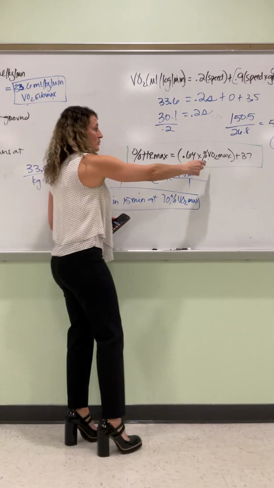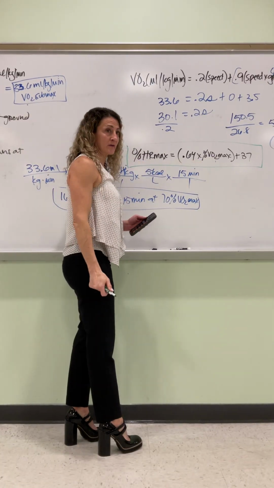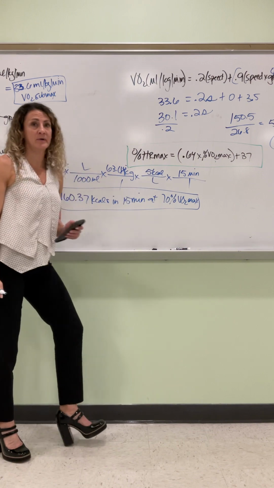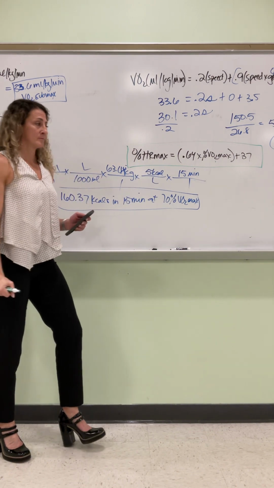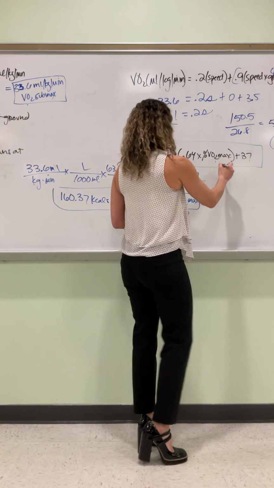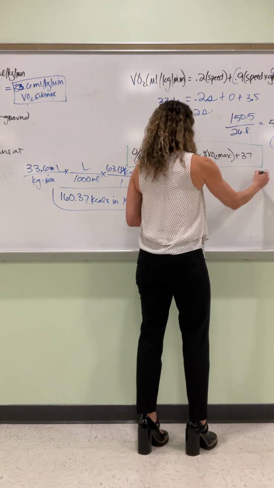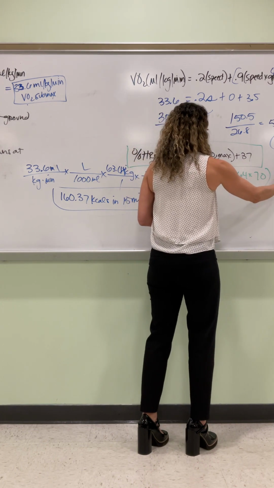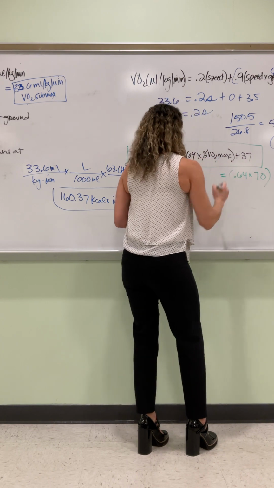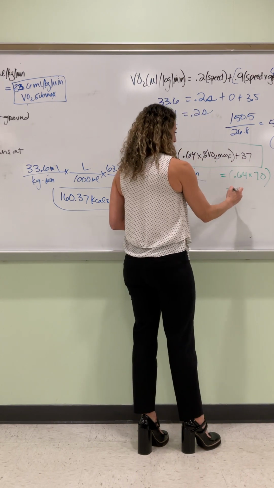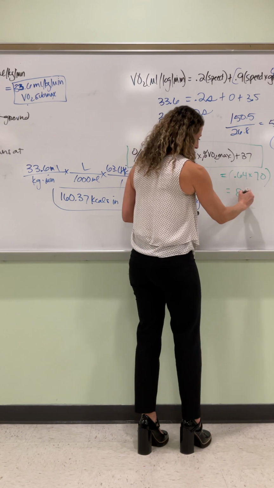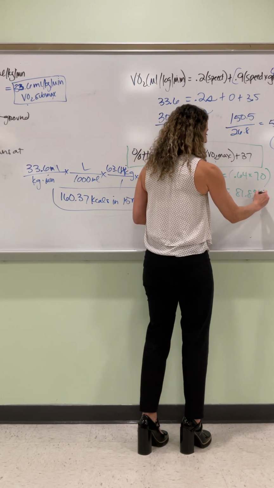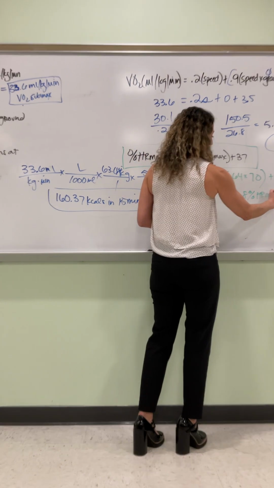If you know what percent VO2 max she's at, you can figure out what percent of her heart rate max she's at. What percent of her VO2 max is she at? 70. Okay, so I'm gonna do 0.64 times 70 plus 37. Can someone tell me what that comes out to? 81.8, and this is percent heart rate max.